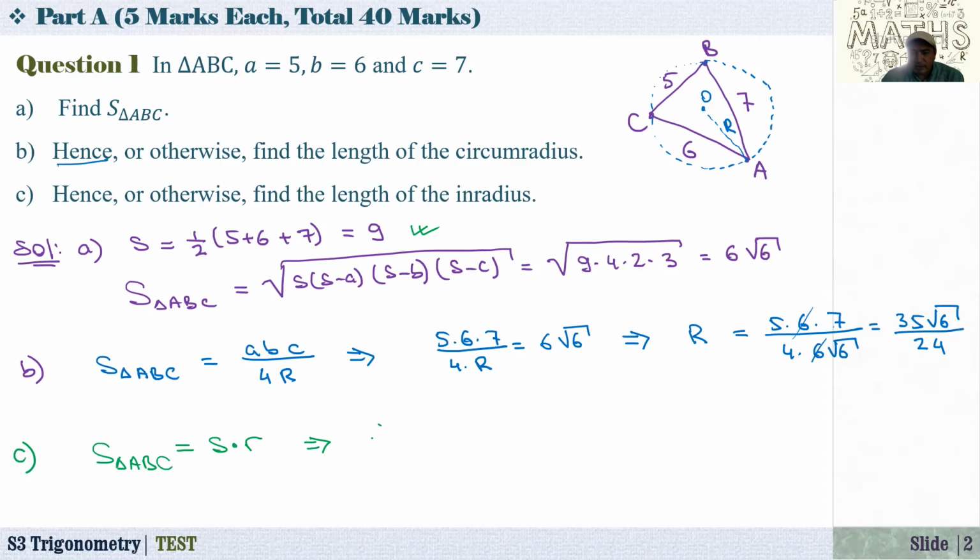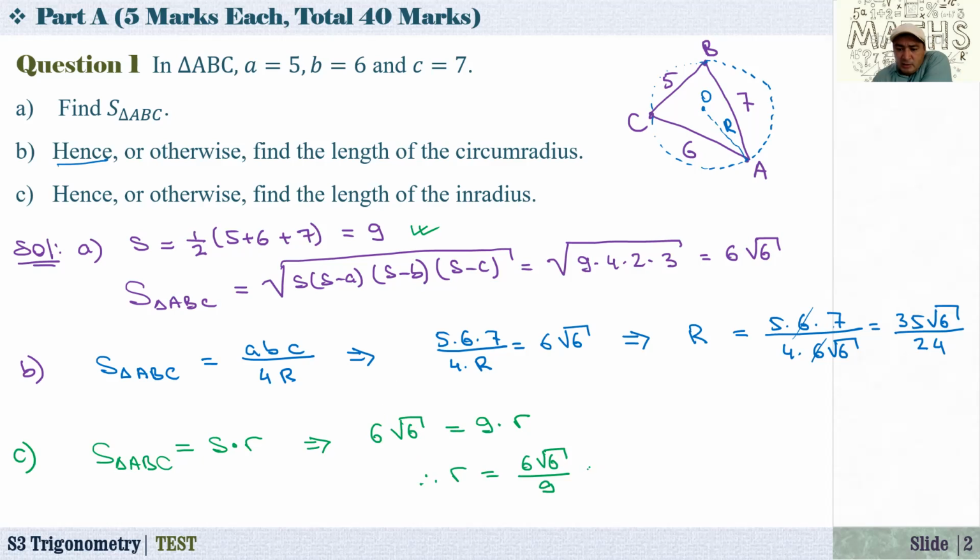That's equal to 6 times square root of 6. How about our S? That's equal to 9 times R. So from here, R is equal to 6 times square root of 6 over 9.